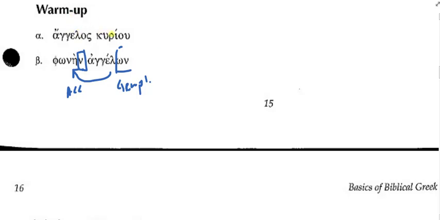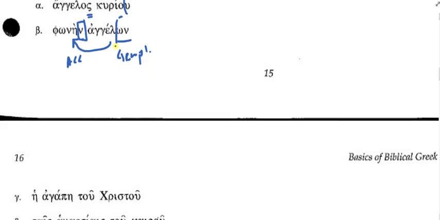Notice that angelos kuriou, that upsilon here is genitive singular, and it's modifying angelos here, but this one is in what case, given that sigma? It's nominative, okay? So again, your head noun could be any case. So angel of the Lord in this one. All right.